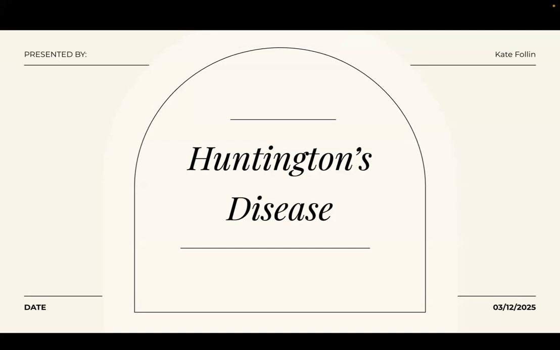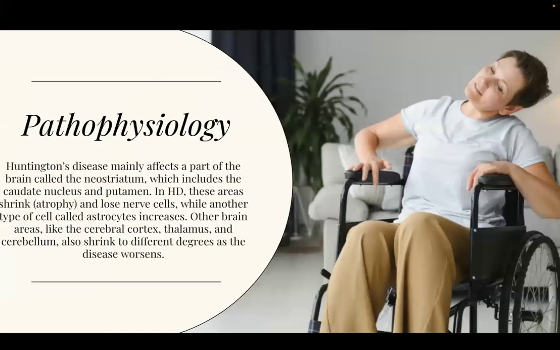Today, I'm going to be talking about Huntington's disease. First, I'm going to talk about the pathophysiology. Huntington's disease mainly affects a part of the brain called the neostriatum, which includes the caudate nucleus and putamen. In HD, these areas shrink and lose nerve cells, while another type of cell, called astrocytes, increases. Other brain areas, like the cerebral cortex, thalamus, and cerebellum, also shrink to different degrees as the disease worsens.